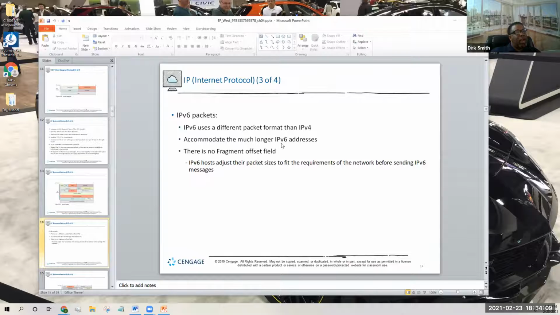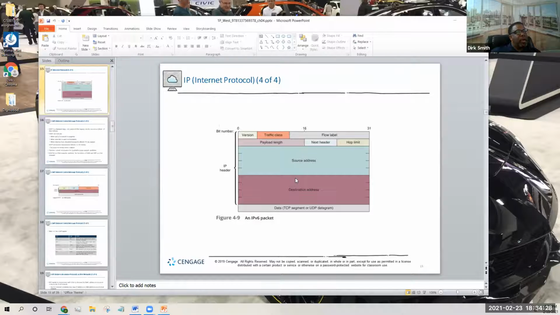It accommodates much longer IPv6 addresses. There is no fragment offset field. IPv6 hosts adjust their packet size to fit the requirements of the network before IPv6 sends a message. So it's doing a lot more here. They came up with IPv6 because they felt that we were running out of IPv4 addresses, and for better network packets and things of that nature. So this is supposed to be a lot better, a lot faster, a lot more reliable.